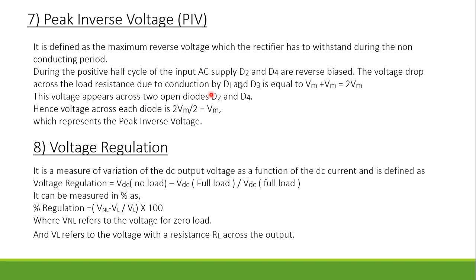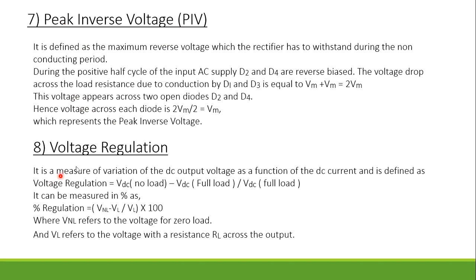So this output voltage, 2 Vm, appears across the two open diodes, D2 and D4. Hence the voltage across each diode is equal to 2 Vm upon 2, which is equal to Vm. Hence this Vm represents the peak inverse voltage. This voltage is nothing but the voltage which the rectifier has to withstand during the non-conducting period. So that is called the peak inverse voltage.